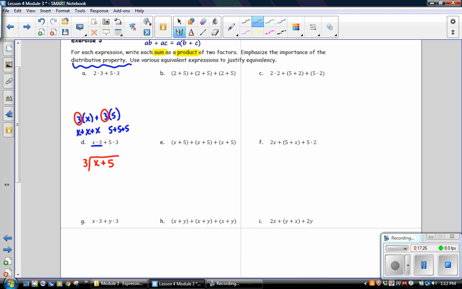Now let's double check to make sure that's right. 3 times x is 3 times x, and 3 times 5 is 3 times 5. Now let's make sure that we've answered the question. It says to write each sum as a product of two factors. So our first factor is 3, and our second factor is x plus 5.